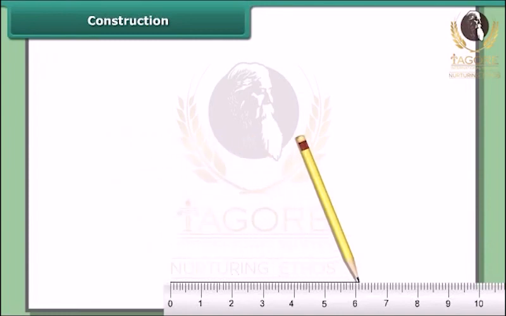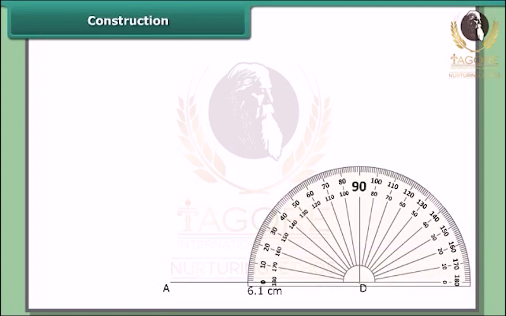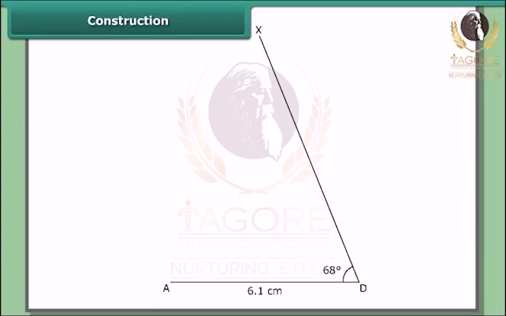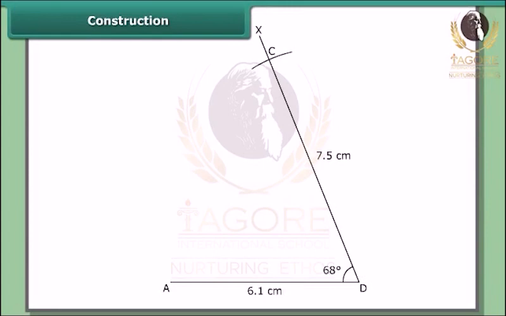Construct AD as 6.1 cm. At D, draw angle ADX as 68 degrees. With D as center and radius as 7.5 cm, cut off DC as 7.5 cm on the ray DX.